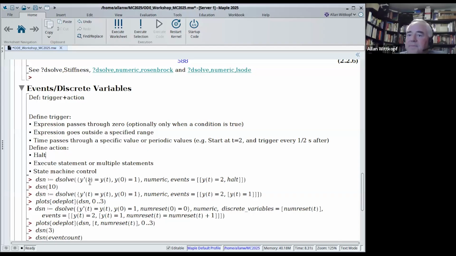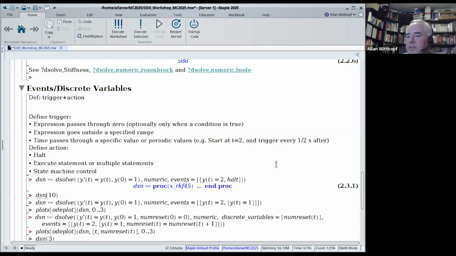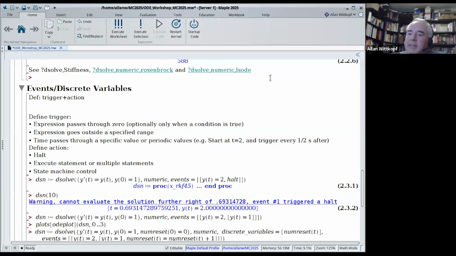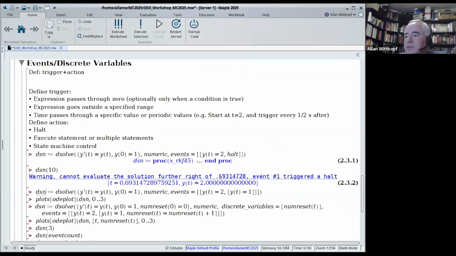So I'm going to define an event for a model, and I just have a simple model here, y prime equals y. And I'm going to say if we hit y equals 2, stop. And when we try to integrate out to 10, it tells us it can't evaluate this solution to the right of this value, and event 1 triggered a halt. And then it gives us the solution value at that time. So we can see that this did exactly what we asked it to do. At this time, y hit 2 and we stopped.